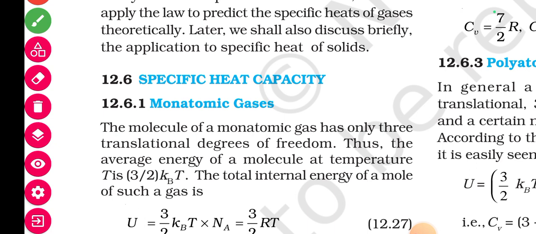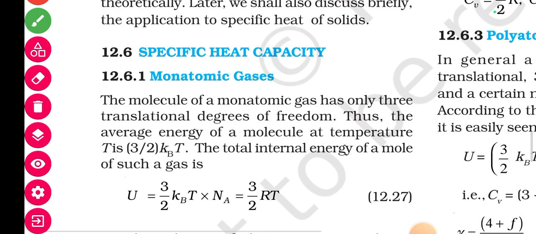Okay, so we'll see it through the topic we discussed in the previous video, that was the equipartition of energy. Each degree of freedom will contribute half kT. Through that we will find the expression, the value of the specific heat capacity. So let's begin this topic.